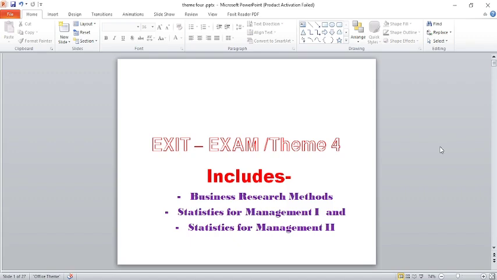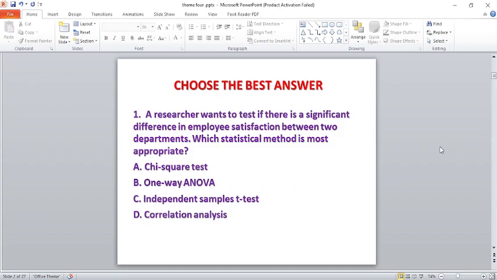Team 4 includes business research methods, statistics for management 1 and statistics for management 2. The direction is choose the best answer.